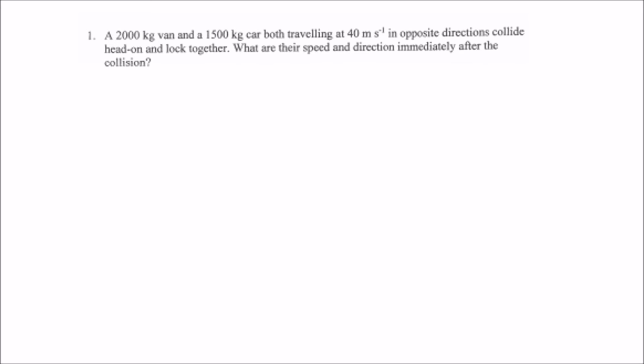They lock together, which means they coalesce, so you have one combined mass, and then you can work out the velocity after the collision. So please pause the video now and give yourselves 4 or 5 minutes, draw a little diagram and have a go at that question. Okay, thanks.